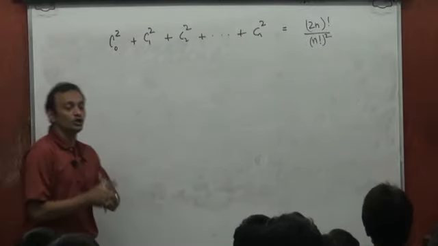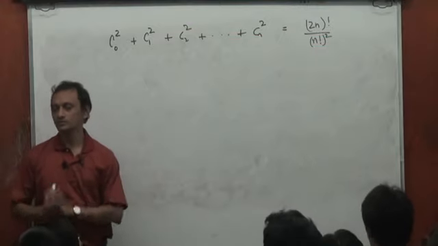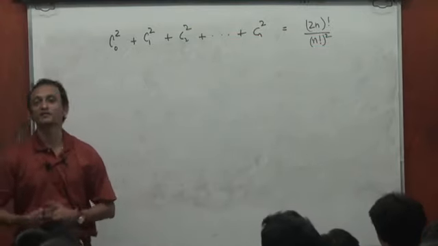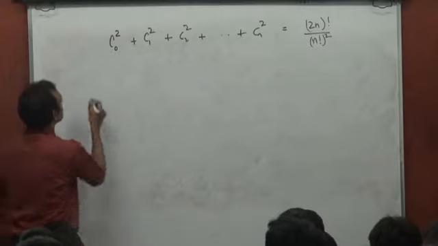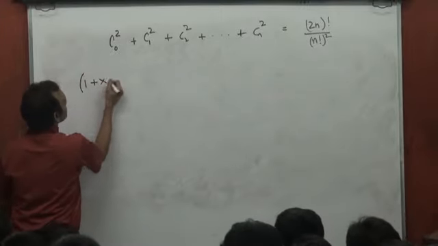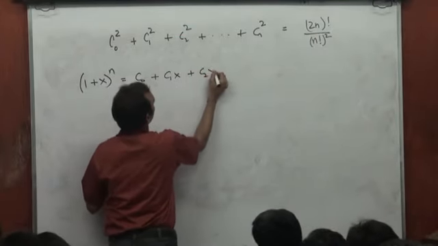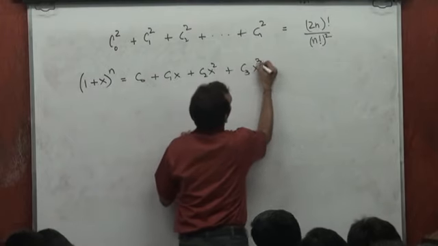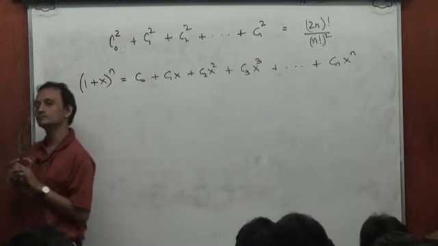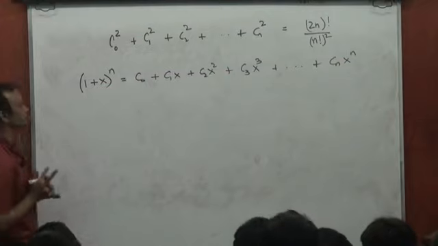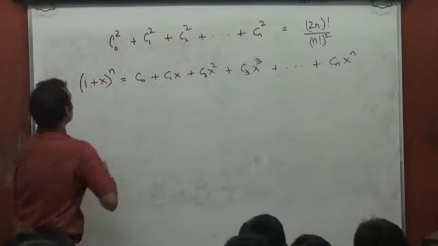What do we do? In all these cases, the first step is to close your eyes, open them, and write (1 + x)^n, the expansion of (1 + x)^n, which is c0 + c1x + c2x² + c3x³ + ... + cn x^n. Yes or no? Write the same thing in descending powers of x.